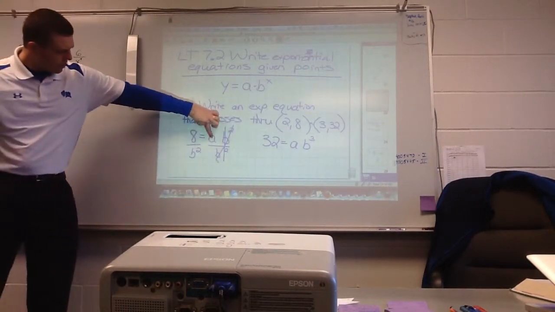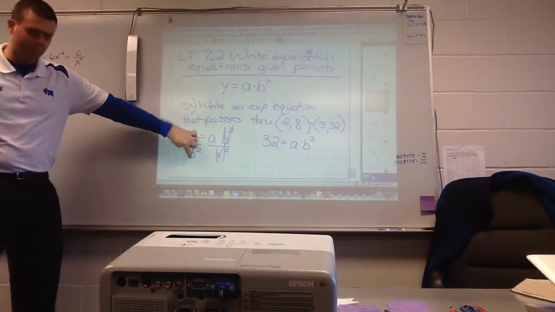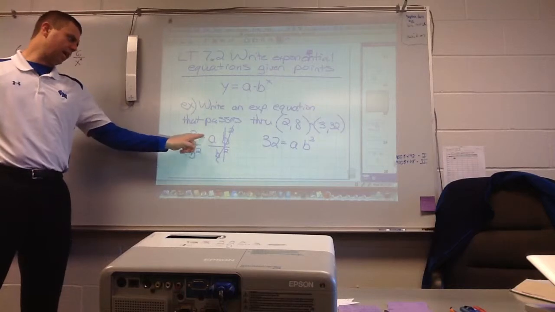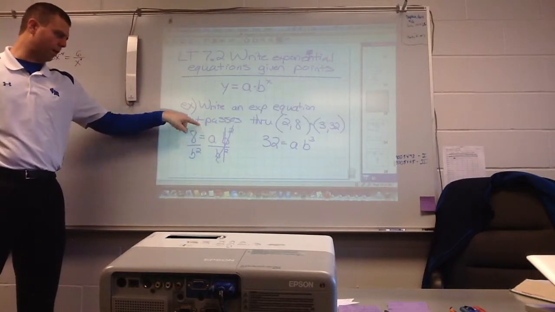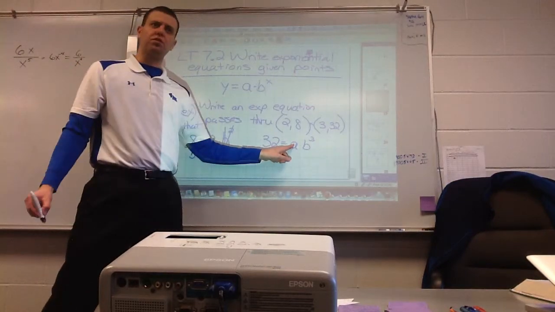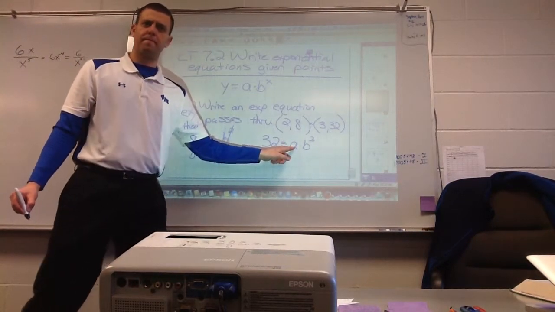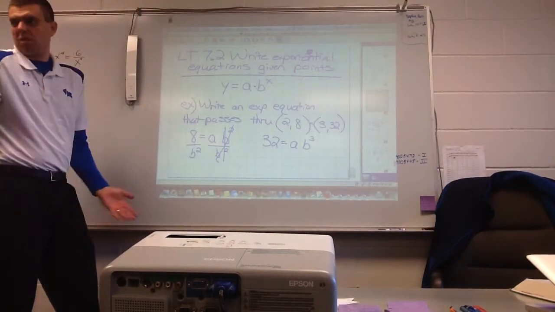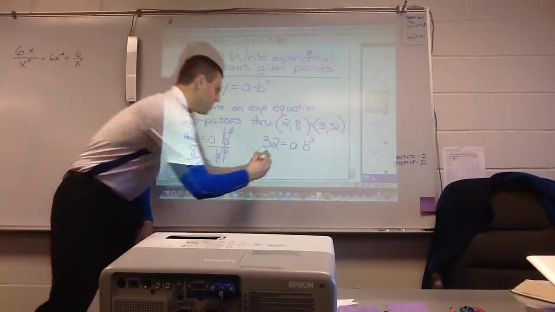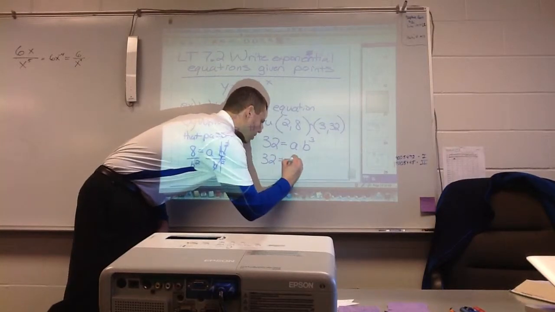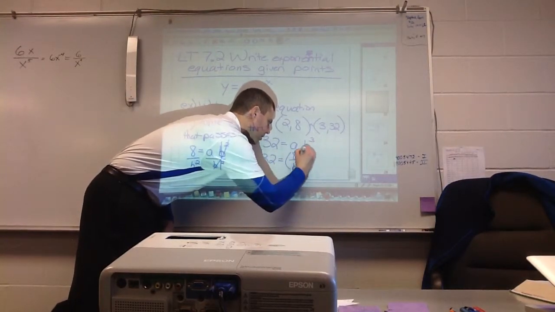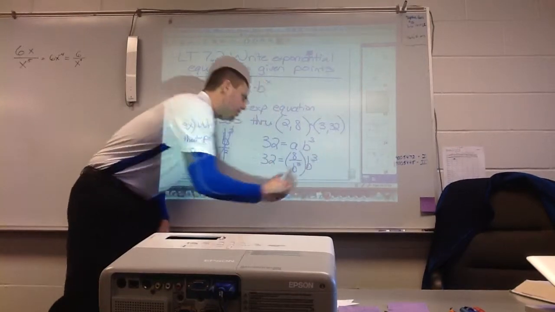So now I have a equals 8 over b squared. Well, because a is equal to 8 over b squared, I can take 8 over b squared and substitute it in for this a, right? That's what a is equal to, so I can substitute in. Logically, that makes sense? Yep. So 32 equals 8 over b squared times b to the third.